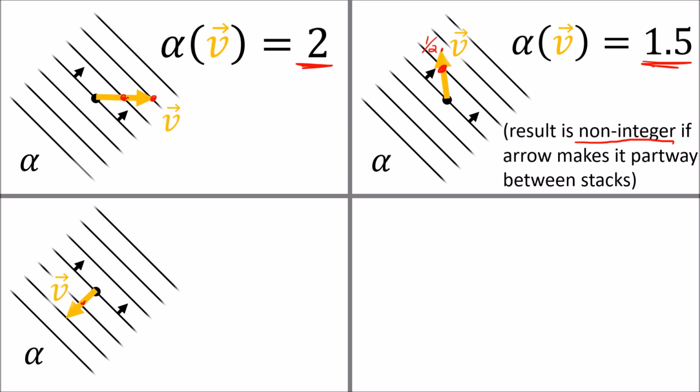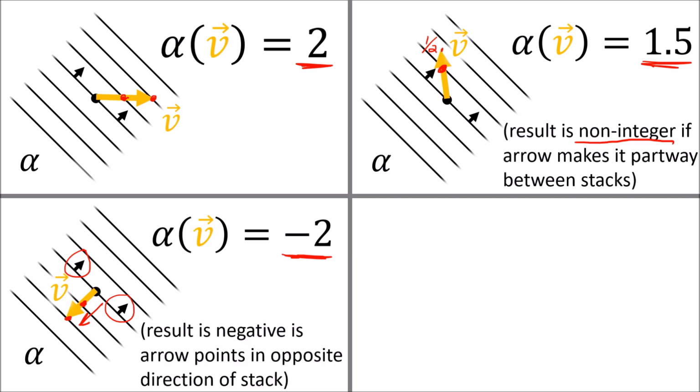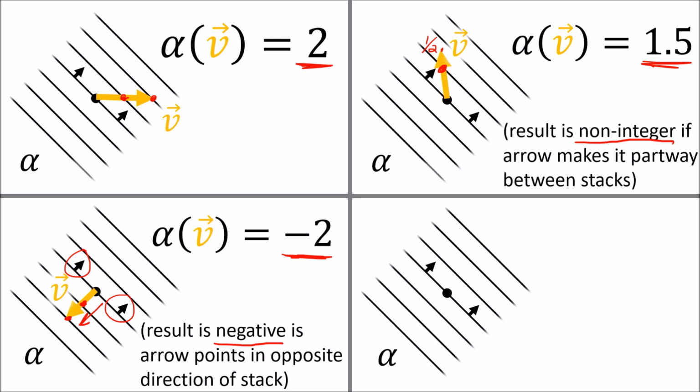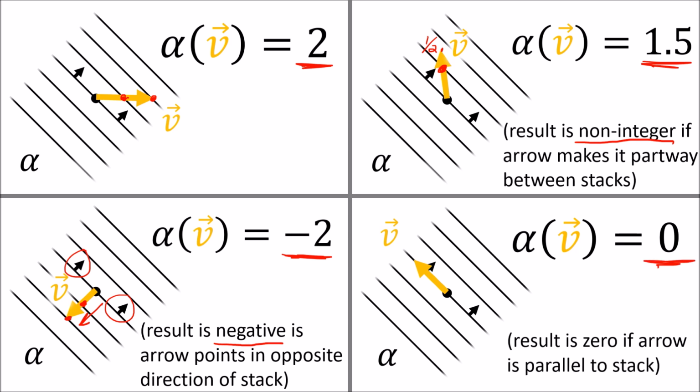Over here, v pierces 1, 2 stacks of alpha, but this is pointing in the opposite direction of alpha's orientation, given by these arrows. So we say that alpha of v is -2 instead of +2. So the result of alpha of v can be negative if the vector arrow points in the direction opposite of the stack. And finally, here the vector v doesn't pierce any stacks at all, so alpha of v is equal to 0. So the result of alpha of v can be 0 if the vector arrow is parallel to the stack lines. Now let's study some of the properties of covectors.